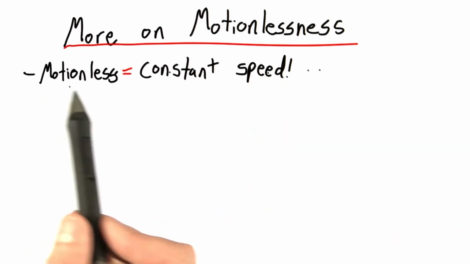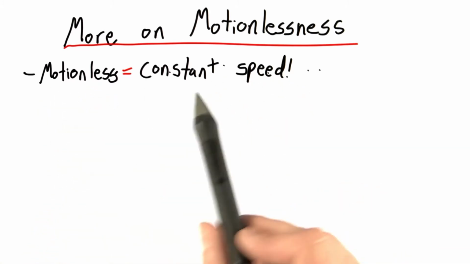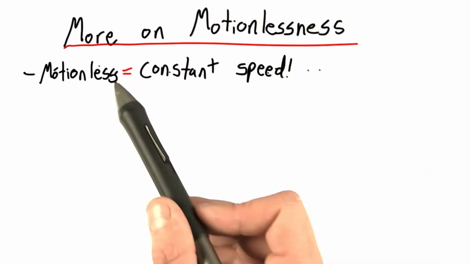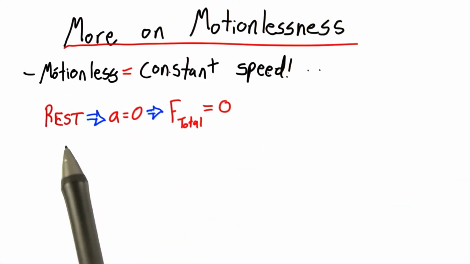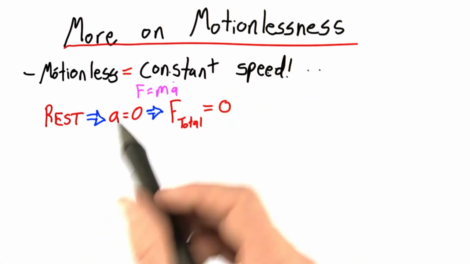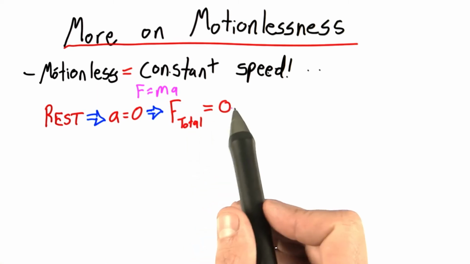So from here on out, whenever I talk about an object that's at rest, we could also be talking about an object that's at constant speed. It's just a little easier to visualize an object that's not moving. And the key to motionless is realizing that when an object is at rest, its acceleration is zero. F equals ma tells us that zero acceleration means zero total force.